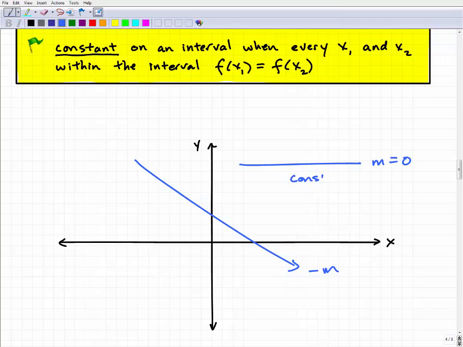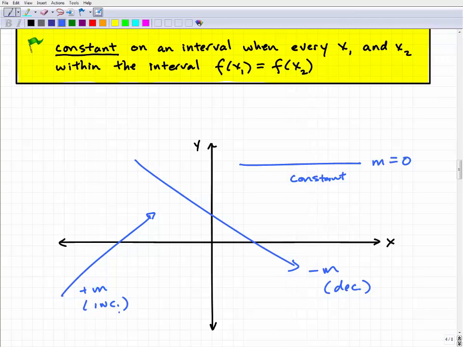Let's write this down. This is a function that is constant. This is a function going in this direction, falling from left to right. If you think of it as having a negative slope, it is decreasing, and functions going this direction, which would have a positive slope, are increasing.